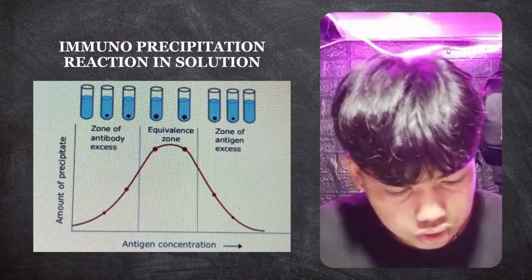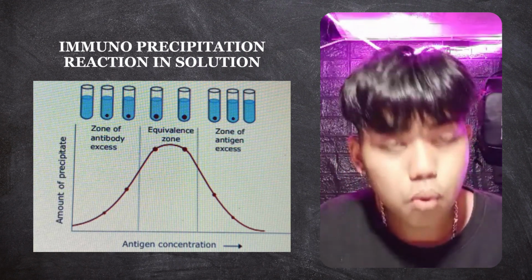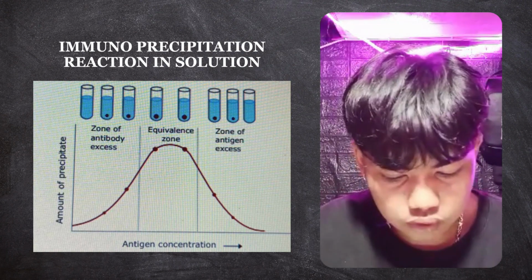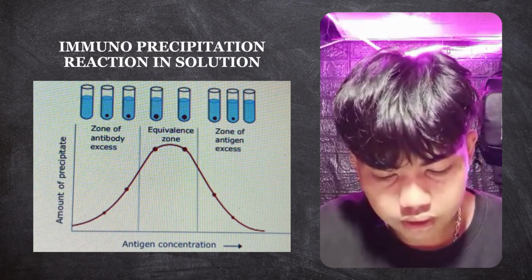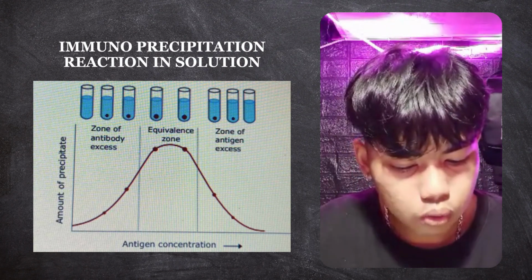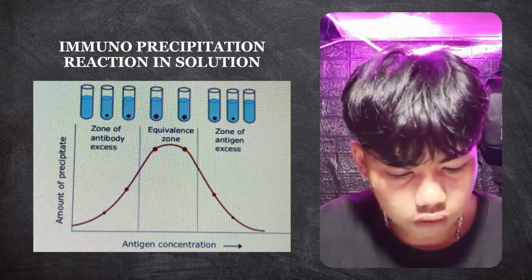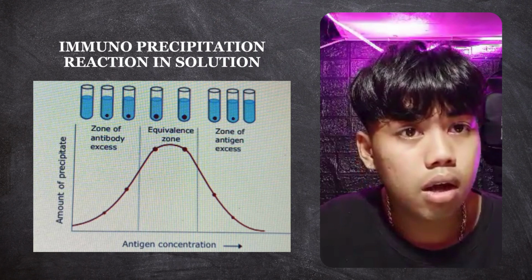Next is the washing. Unbound proteins are removed through washing steps to reduce nonspecific interaction. Next one is the elution. The immunoprecipitated complexes are eluted from the beads, often using a low pH buffer or a competitive elution buffer.